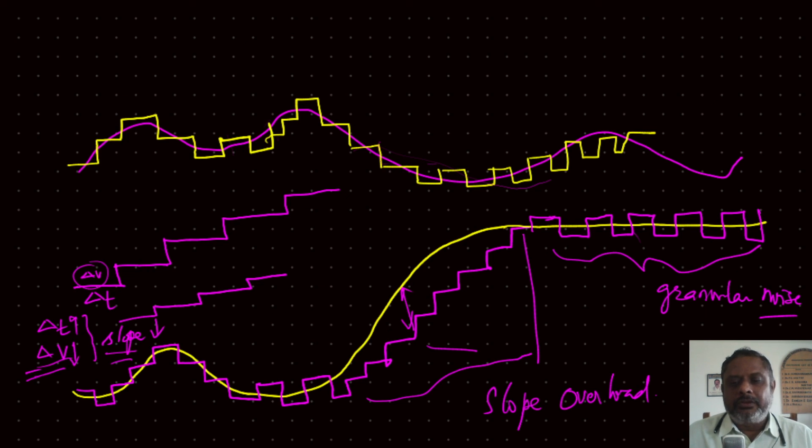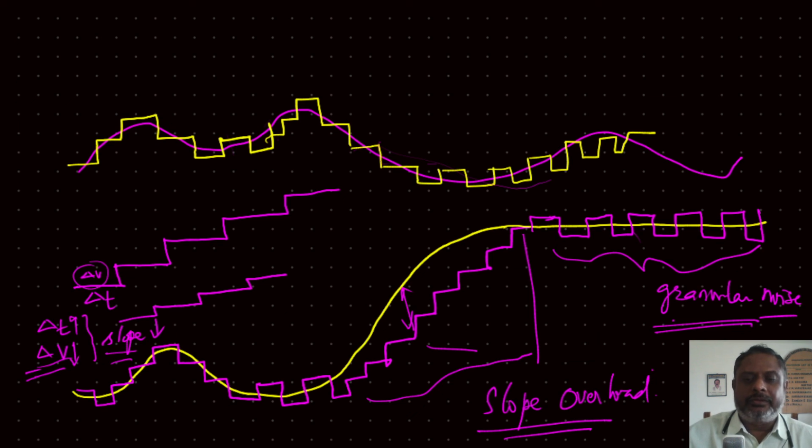These are the two problems we have with delta modulation: one, the slope overload error, and the other, granular noise. We need some way to find a solution: how to reduce slope overload without increasing the number of samples, and at the same time, how to reduce the granular noise with the available system. That's what we need to look at.